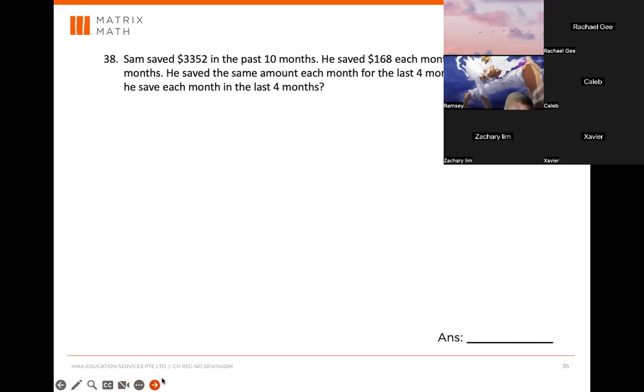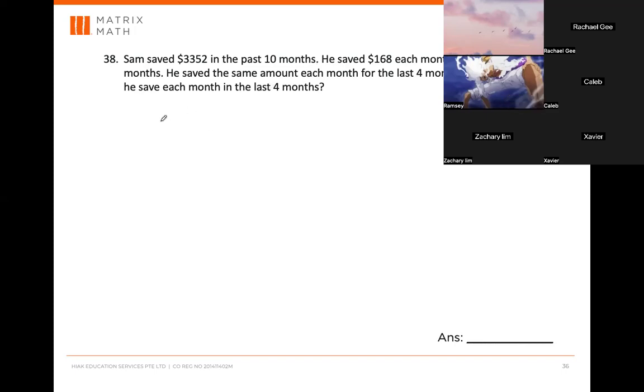So here you go, 38. Sam saved 3,352 in the past 10 months. Okay. He saved 168 each month in the first 6 months. He saved the same amount each month for the last 4 months. So how much did he save each month in the last 4 months?